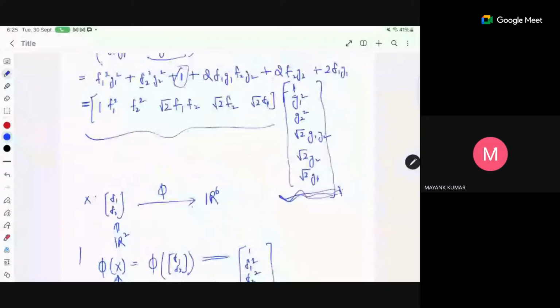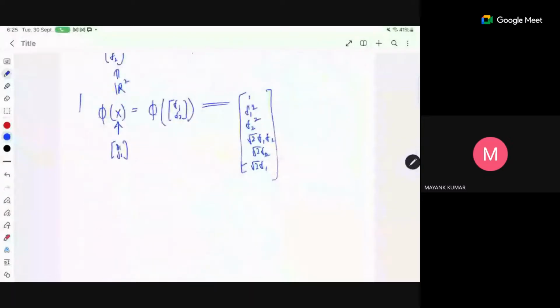So what we are able to do now is write x1 transpose x2 plus 1, square, is equal to phi transpose phi, or to say phi of x1 transpose phi of x2.